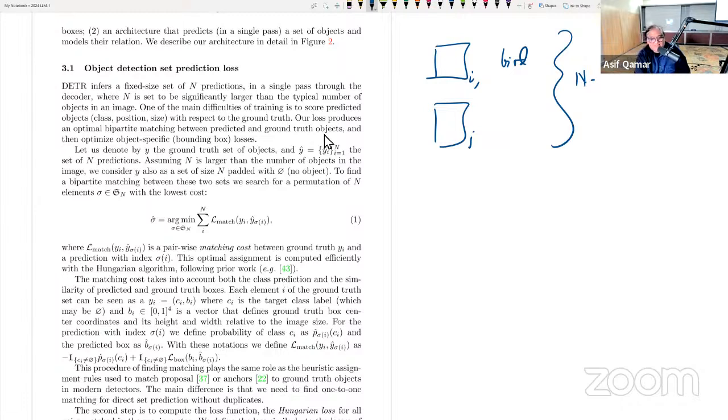Now, they say that DETR infers a fixed set of n predictions in a single pass through the decoder, where n is set to be significantly larger than the typical number of objects in an image. So in a typical photograph, let's say a family photograph, you'll have what, up to 50 people? Right? Good luck if you bring in an army of 1 million. So, one of the main difficulties of training is to score predicted objects, class, position, size, with respect to the ground truth. A loss produces an optimal bipartite matching between predicted and ground truth objects, then optimizes the object-specific bounding box losses.